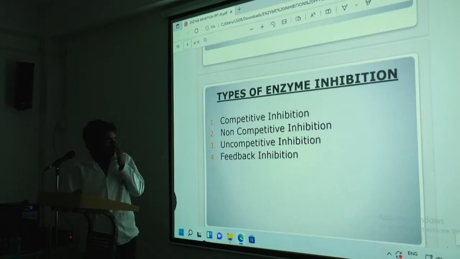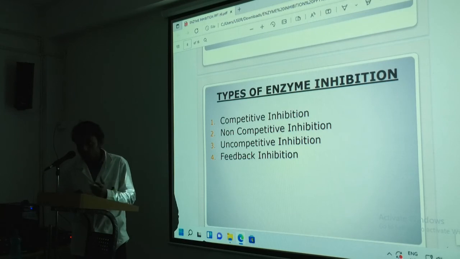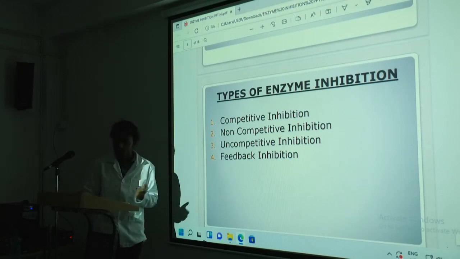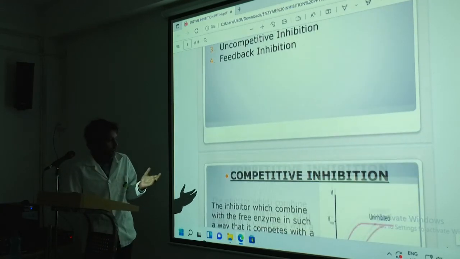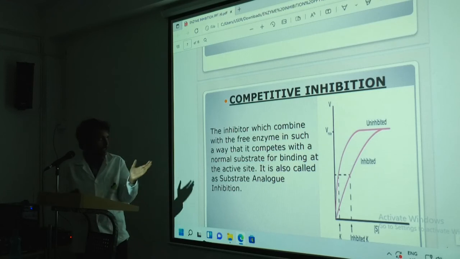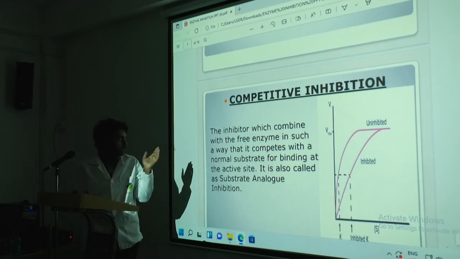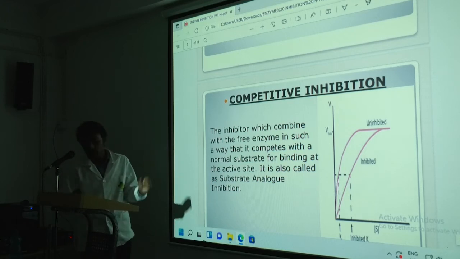Now there are some types of inhibition: competitive inhibition, non-competitive inhibition, uncompetitive inhibition, and feedback inhibition. First there is competitive inhibition. So what is competitive inhibition? We already know that normally the enzyme attaches to the substrate. The substrate attaches to the active site of the enzyme.